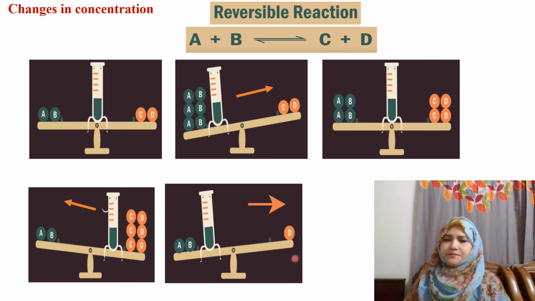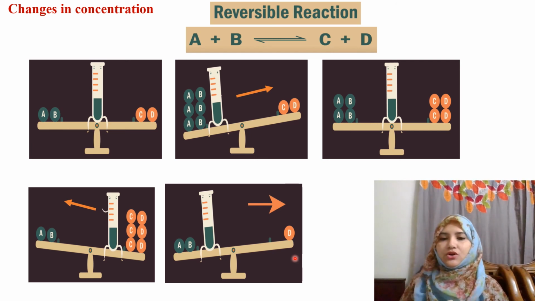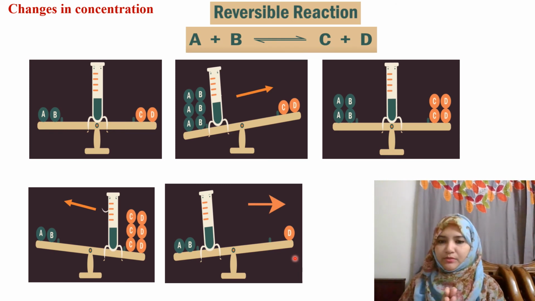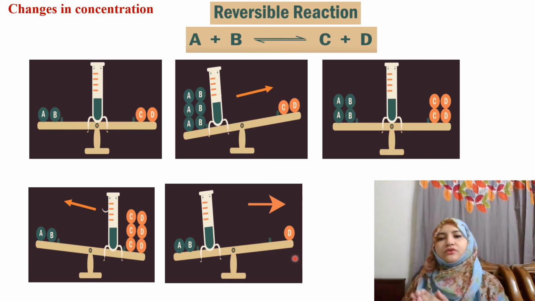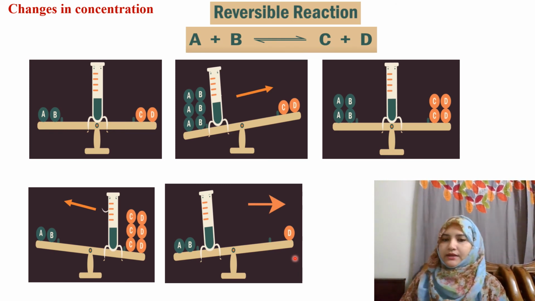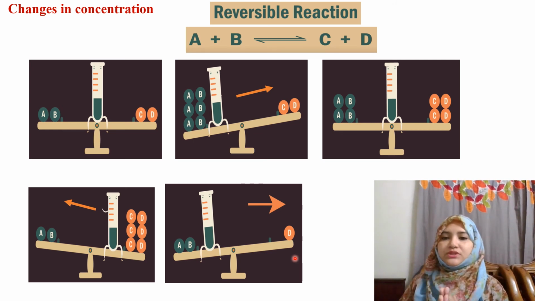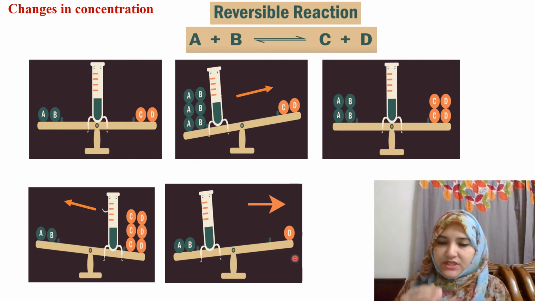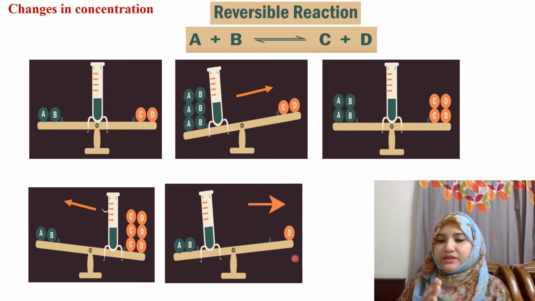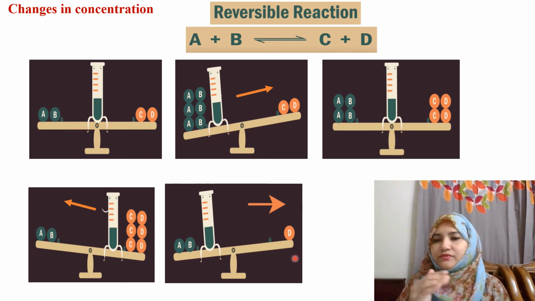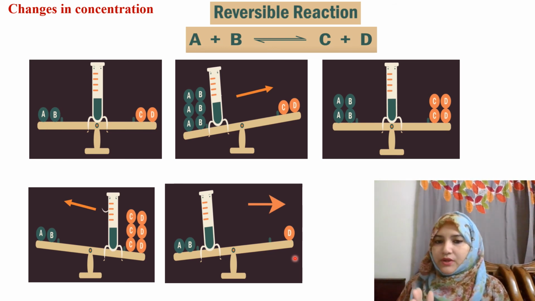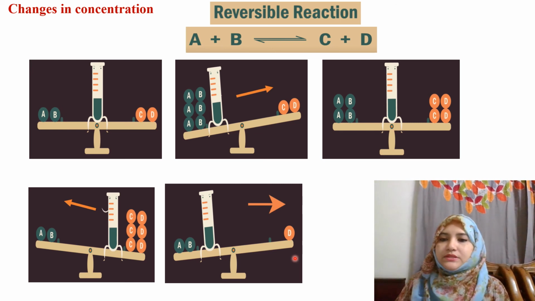That means by changing the concentration of products or reactants, we can change the position of equilibrium, from left to right or right to left. The target is to restore the chemical equilibrium and reach the point where the rate of backward reaction and the rate of forward reaction are equal.